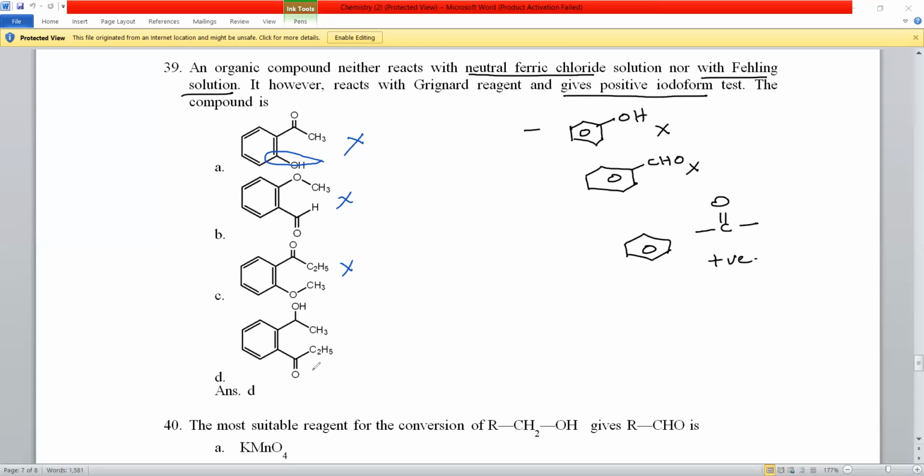Come to this one: the ketone will react with Grignard reagent, and this gives a secondary alcohol with a methyl attached. This methyl-attached secondary alcohol also will give the positive iodoform test, and both will not give a positive test with FeCl3 as well as Fehling solution. So option D is the correct one.